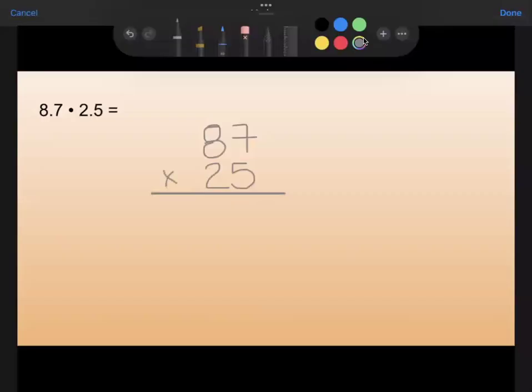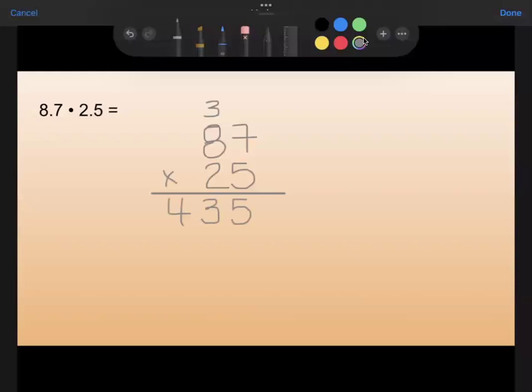Okay, so again, this is using the standard algorithm. So if you use another method to multiply, that's totally fine. You can go ahead and do that. Okay, so 7 times 5 is 35. So I'd put the 5 here and regroup the 3. 8 times 5 is 40, plus 3 would be 43. So this would be a 3, and this would be a 4.